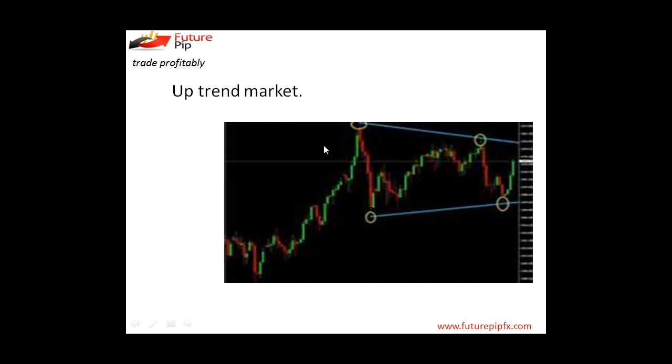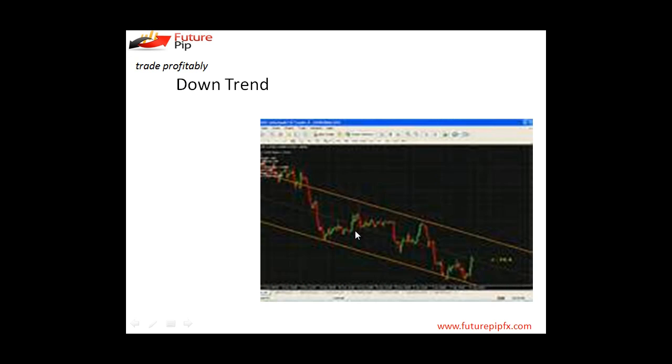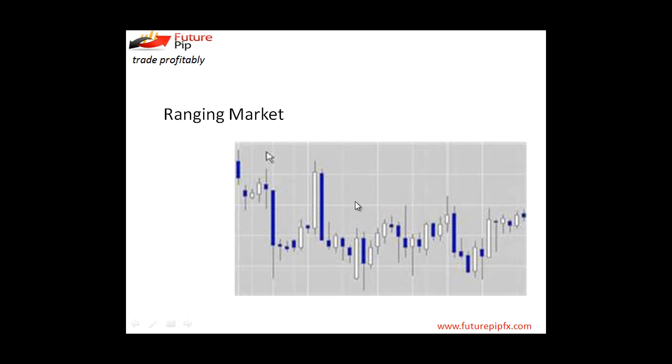Now an uptrend doesn't mean that the market will not sell a little bit. There will be little drawbacks, but at the end of the day it's an uptrend. A downtrend means the same. It doesn't mean the market won't pull up a little bit. The market will pull up a little bit but still sell. This is a ranging market. A ranging market means that the market hasn't gone either up or down. The market goes up a little bit, it comes down a little bit. It goes up, it comes down. Rise and fall, rise and fall.